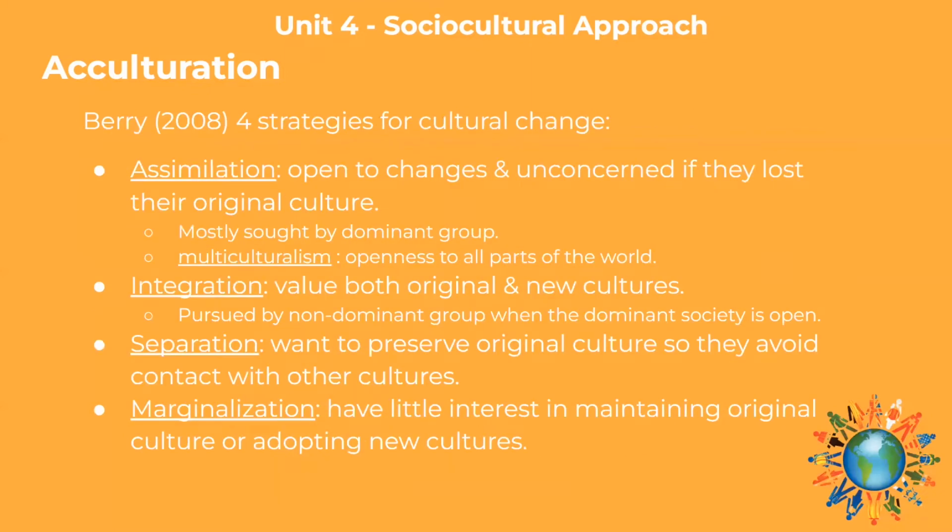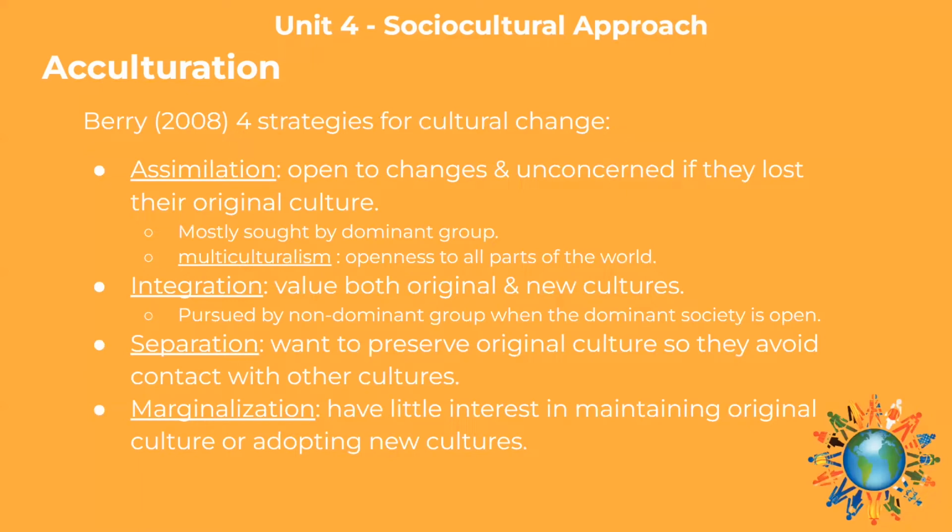So according to Berry, there are 4 strategies for cultural change. The first one is assimilation. This is when people are open to changes and they are not concerned about whether they lose their original culture or not. So usually this is seen in the dominant group. So the dominating country tends to want to learn the culture of other groups like Asian culture and other cultures. And openness to changes led to multiculturalism, which is the openness to all parts of the world and to increase diversity.